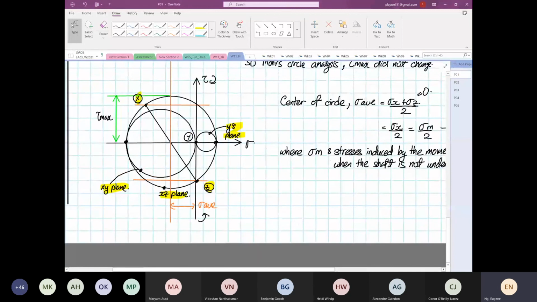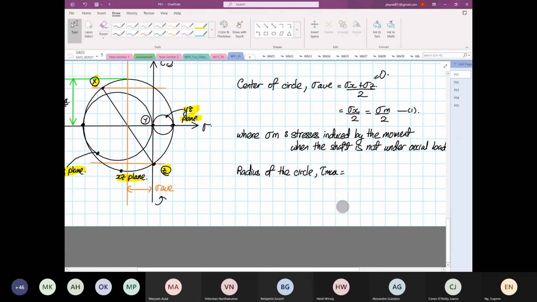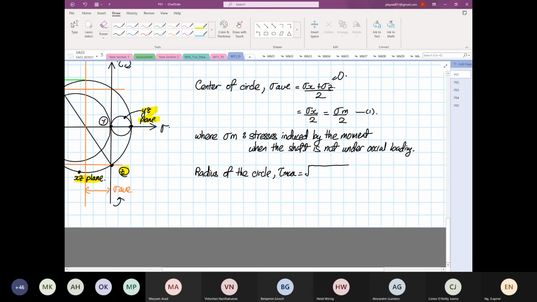Tau max is again this tau max over here. You saw the formula yesterday. For this case, tau max, or the radius of the circle, is equal to the square root of stress average squared plus shear xz squared.